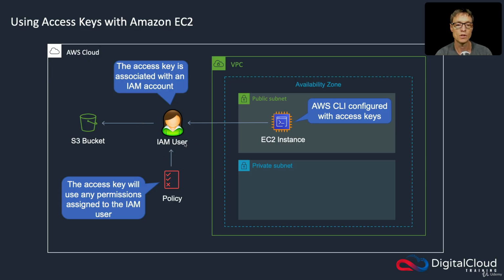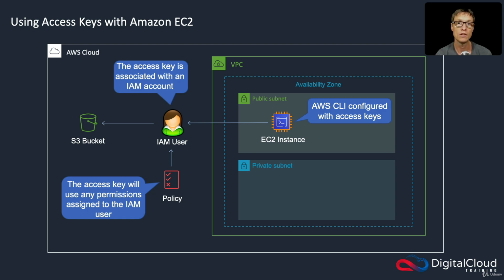So you're not actually using the user account, you're not logging in as a user with the username and password, you're configuring the access keys on the EC2. The access keys will gain the privileges assigned to the user account from which they're created, and those permissions will then allow access to the bucket.